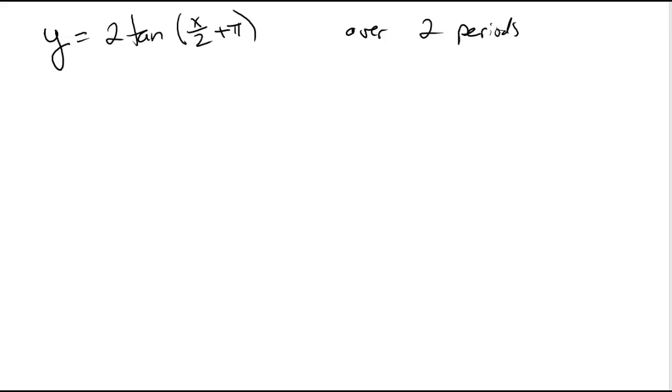We're going to graph this one over 2 periods this time. So y is equal to 2 tangent x over 2 plus pi. Again, this time our a value is 2. Our period, though, notice I have a 2 in the denominator, so that means it's being divided by 2. So it's really 1/2. Division is the same as multiplying by the reciprocal, so multiply it by 2 over 1, and that gives me 2 pi.